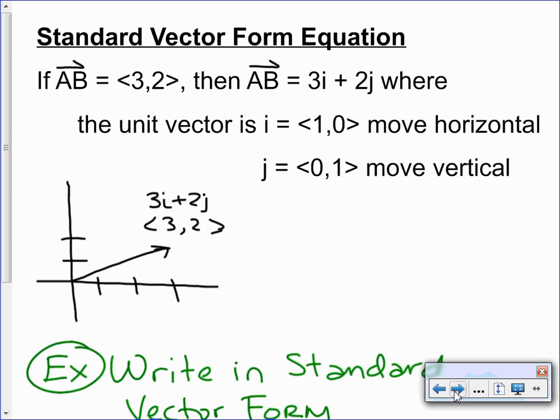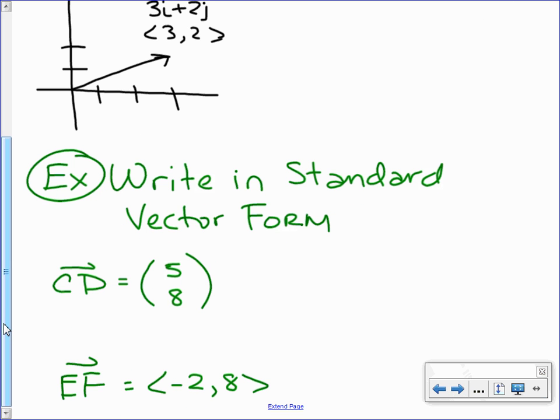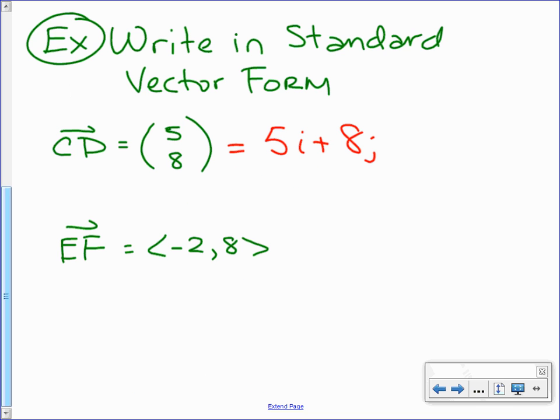For example, if CD is 5, 8, then in standard vector form, this would be 5i plus 8j. i is the x component and j is the y component. It's not bad. We're going to get there. First, this is the standard form for the vector. Then I'm going to transform it to the unit vector. It's going to happen.